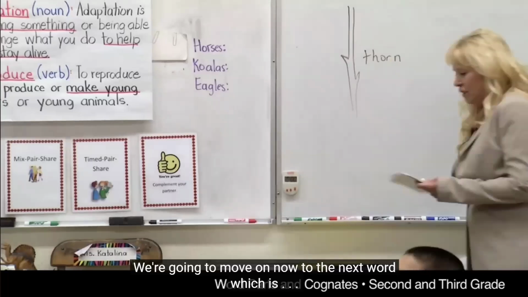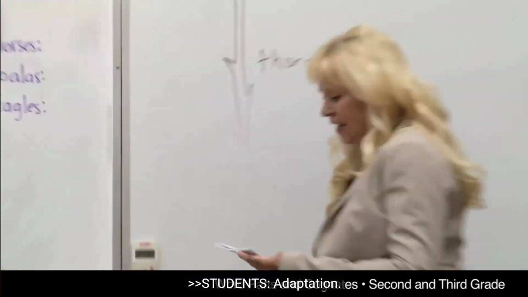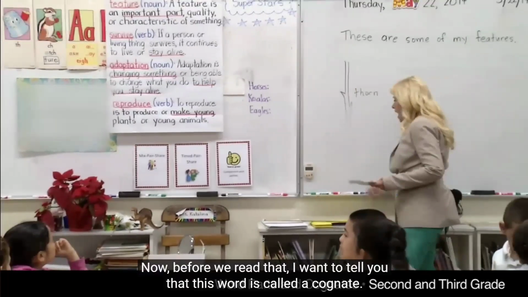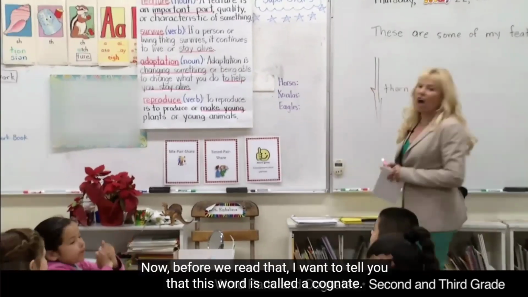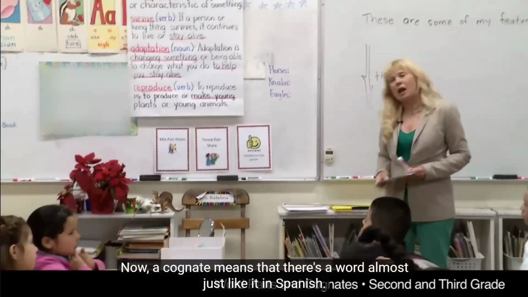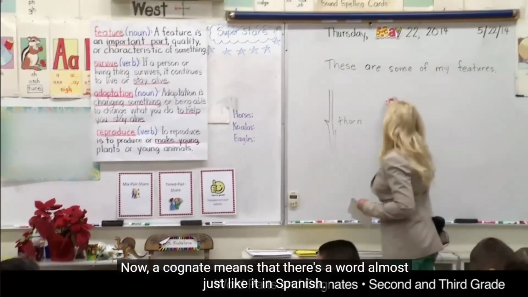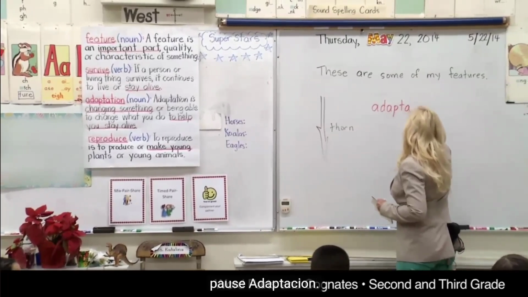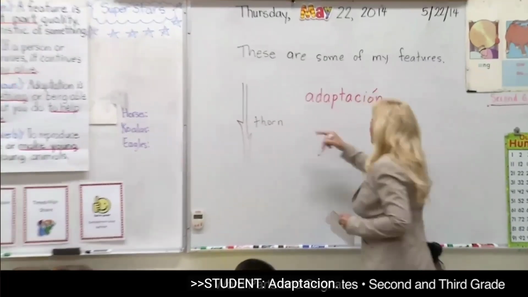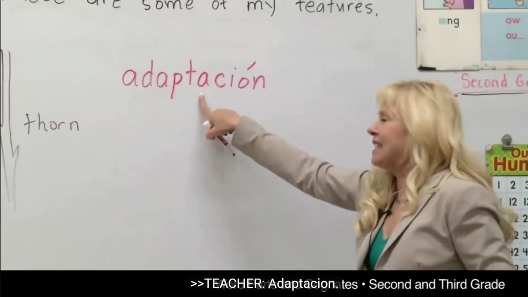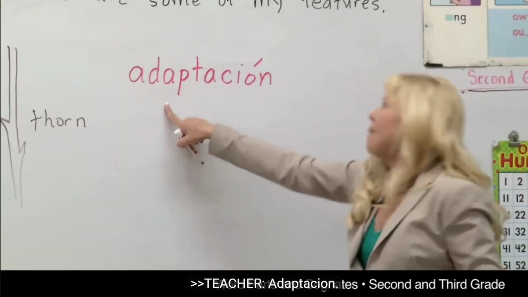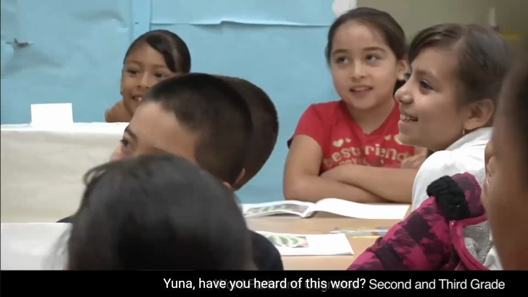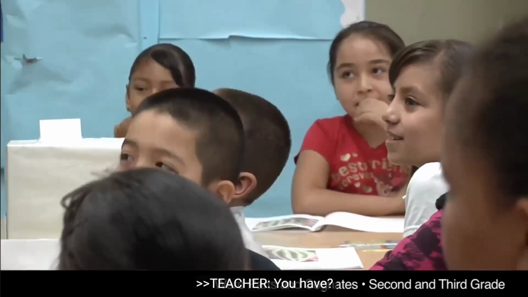We're going to move on now to the next word, which is adaptation. Now, before we read that, I want to tell you that this word is called a cognate. Okay, now a cognate means that there's a word almost just like it in Spanish. Adaptación. Has anybody ever heard this word? Have you heard of this word? Yes. You have? Can you tell us what it means?